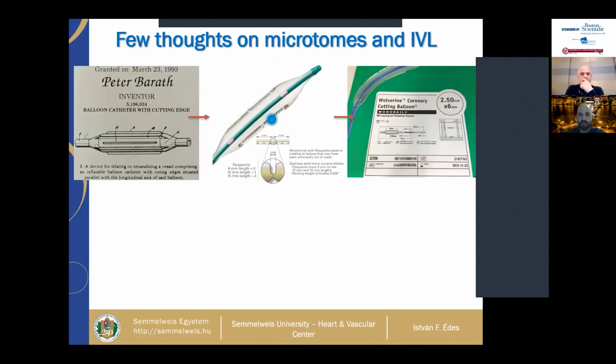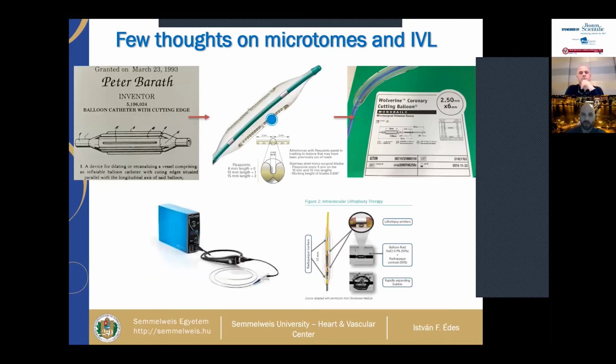And a few thoughts about the microtomes and the shockwave balloons. I'm happy to tell everyone that the first microtome introduced, which eventually became the flextome balloon, was an invention of a Hungarian man named Barát Péter, who immigrated to the United States and developed his system there, eventually selling it to Boston Scientific. And the flextome balloon was used for almost 30 years. Now it evolved into the Wolverine coronary cutting balloon system, which is much less bulky than the original one, preserving most of the benefits of the system.